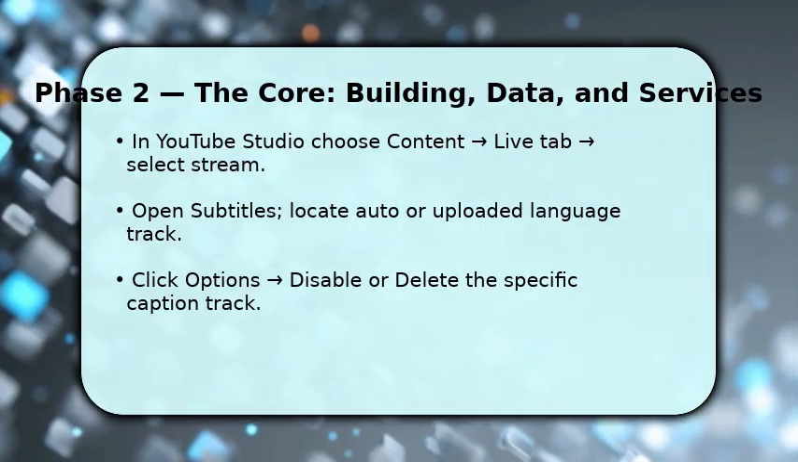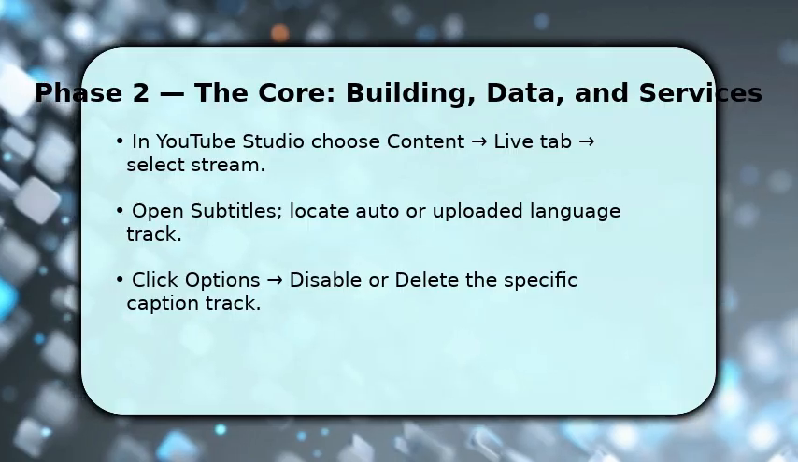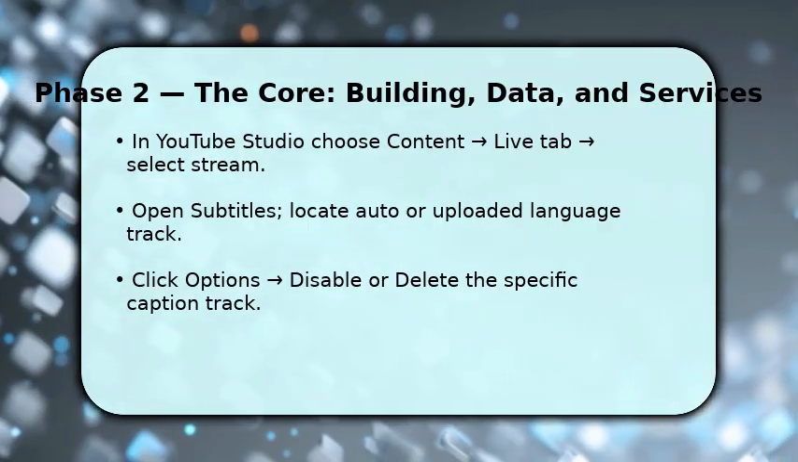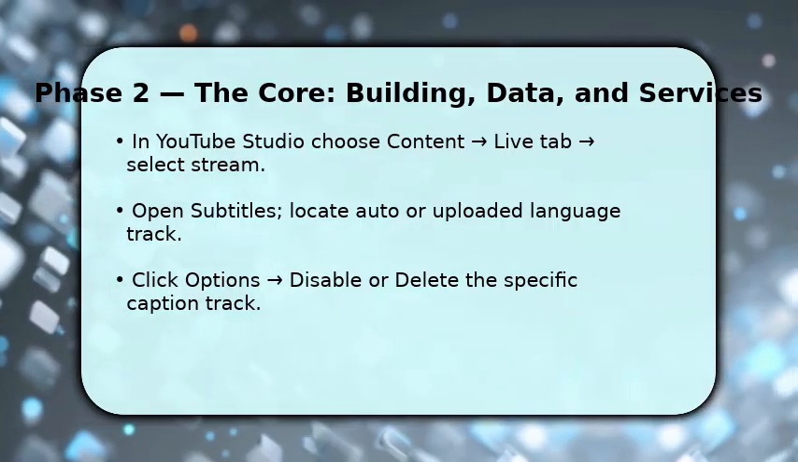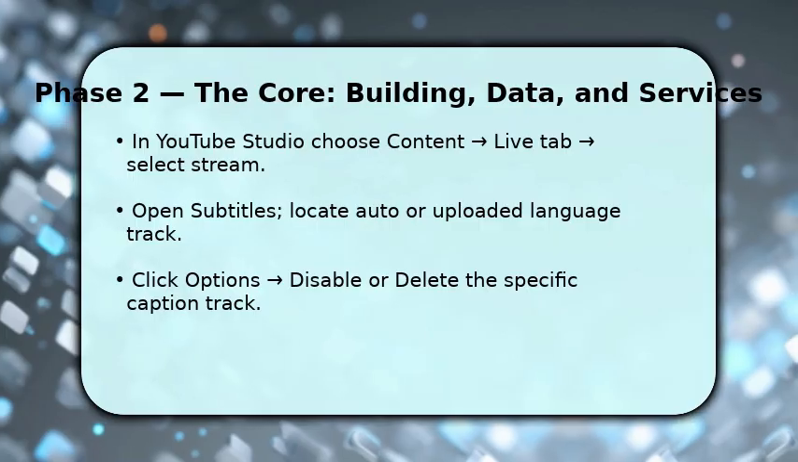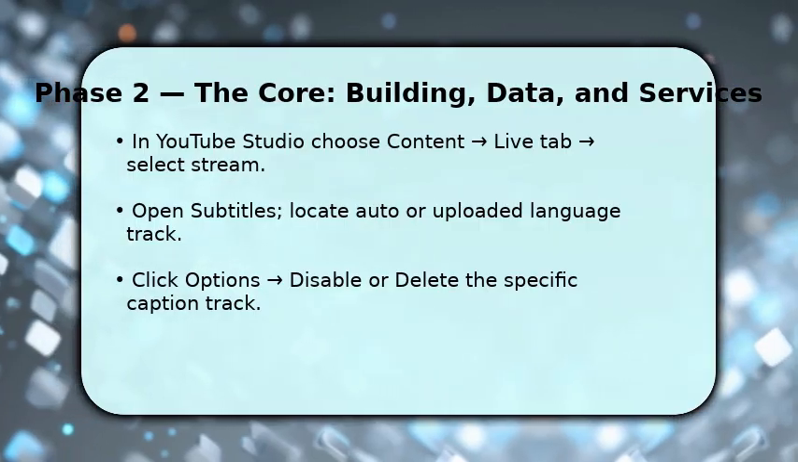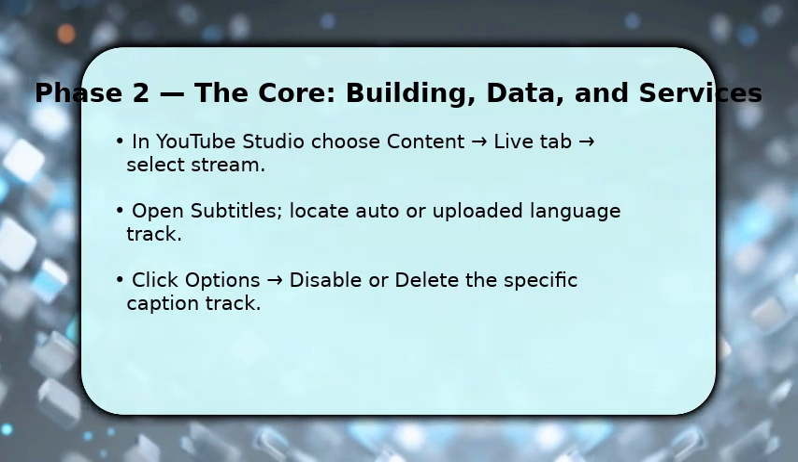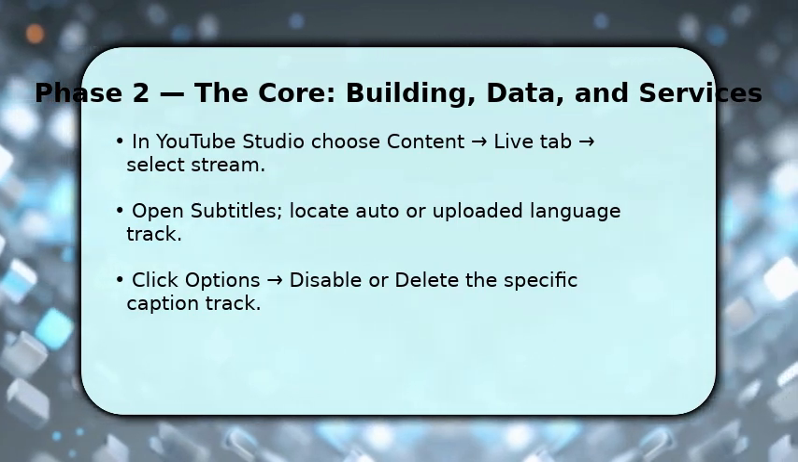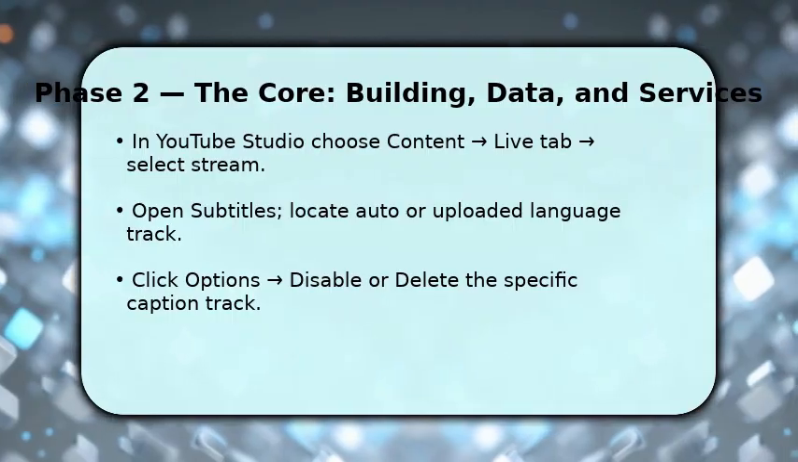Auto-generated tracks are labeled Automatic. Uploaded ones show file names. Once you find the track, click the three-dot options menu and choose Disable or Delete. Disabling hides captions immediately, deleting removes the file permanently. If automatic captions reappear, proceed to the channel level settings to stop auto-generation so it does not return.